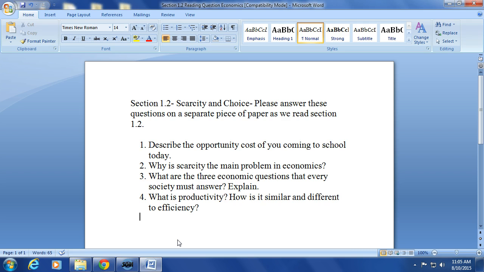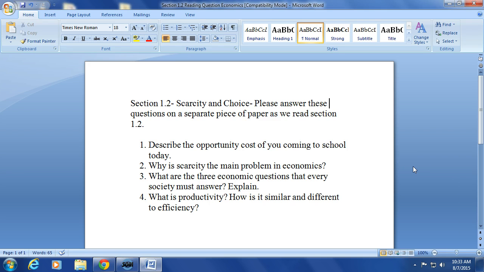So, quick review. Name, date, period, upper right-hand corner. Title it Section 1.2 Scarcity and Choice Reading Questions. Then put the number, write out the question, and give the answer for questions 1 through 4 as we go over section 1.2. Be sure that you give me complete answers, in complete sentences, using academic vocabulary, so I can give you full credit.